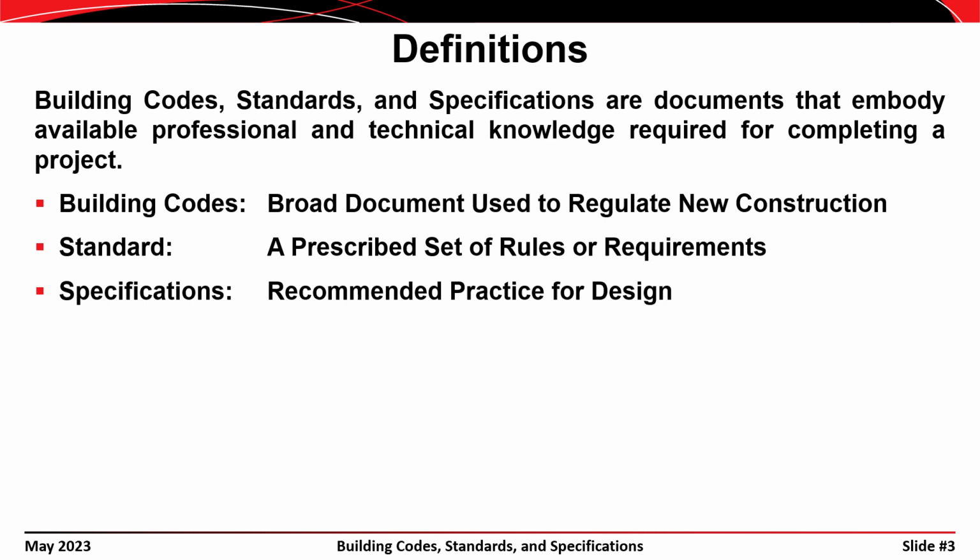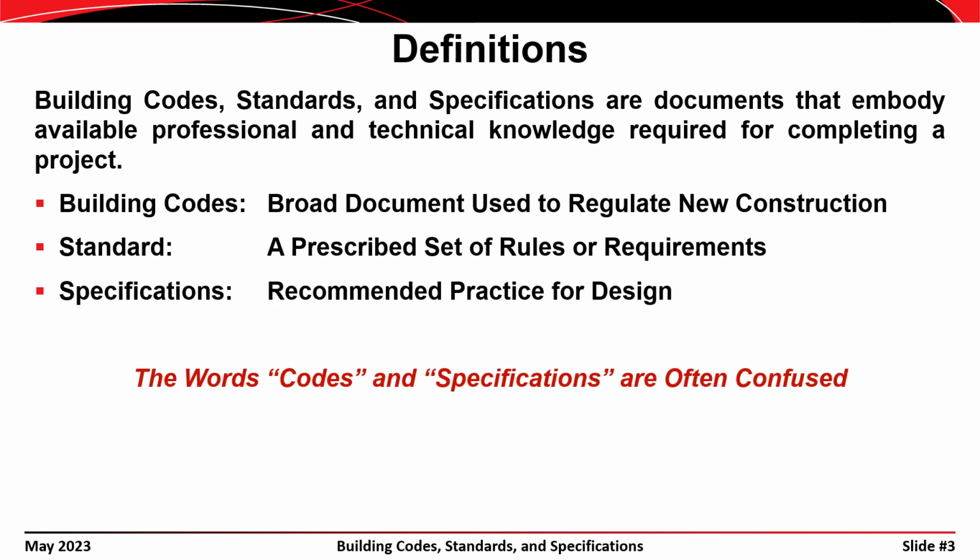Specifications are a set of provisions that generally address the design of a certain kind of structure. For example, the American Institute of Steel Construction has specifications addressing the design of steel structures, and the American Concrete Institute has specifications addressing the design of concrete structures. The words codes, standards, and specifications are often mixed up to the point where people often interpret them to have the same meaning. I will do that quite often too, but you should keep in mind that they are three distinctly different types of documents.